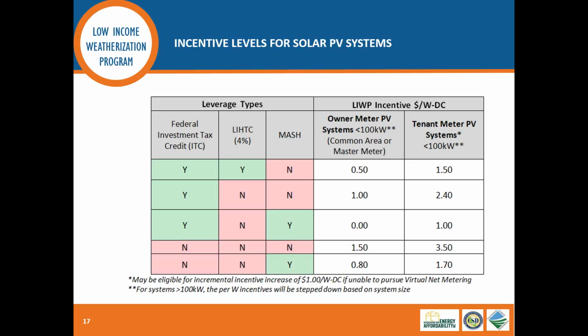So you'll see here that for a project that's leveraging the federal tax credit and the low-income tax credit, your dollars per watt is 50 cents for owner meter systems and $1.50 for tenant systems. It varies based on how much you're leveraging. The richest incentives come, of course, from projects that are leveraging no programs. In between, you can find different scenarios of projects that are leveraging just one or maybe two. I should mention, if you're leveraging all three, the federal investment tax credit, the low income tax credit, and MASH, it's assumed that those three sources are covering your costs.